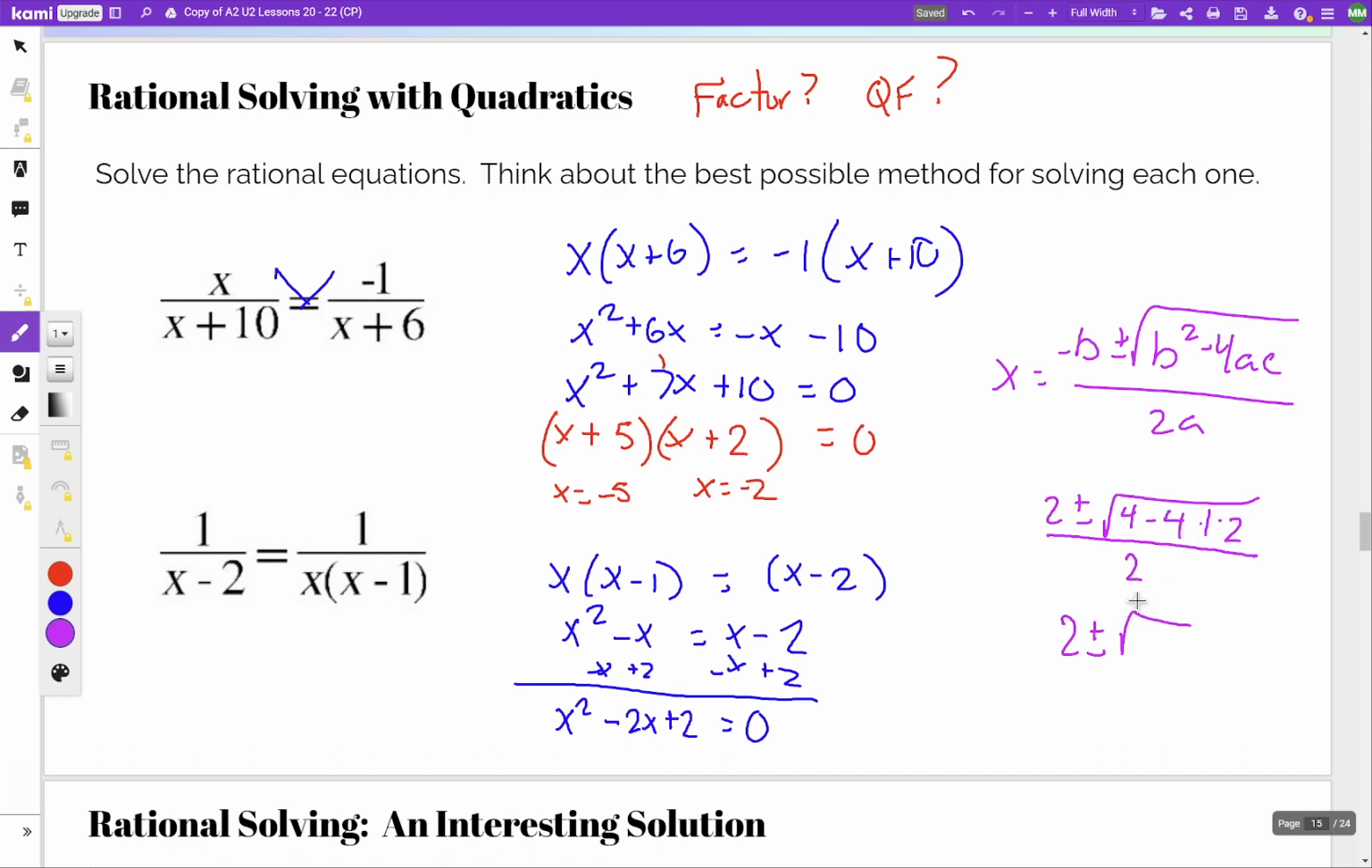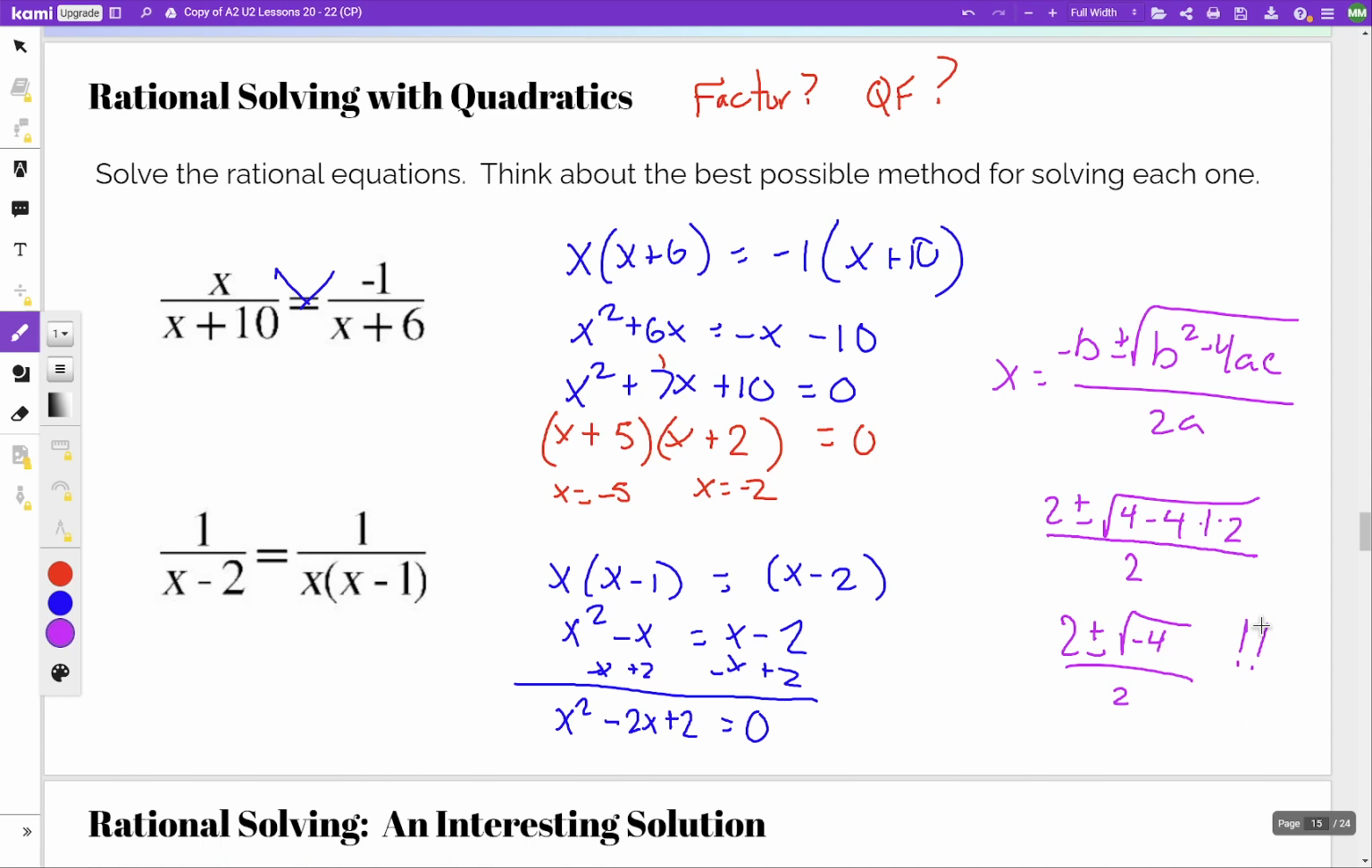4 minus 8 is -4. Oh, that's all kinds of ew. Can't have a negative under the radical. Okay. Let me make sure I did this problem right, because that seems kind of unexpected. I would have thought there'd be a number that works here.